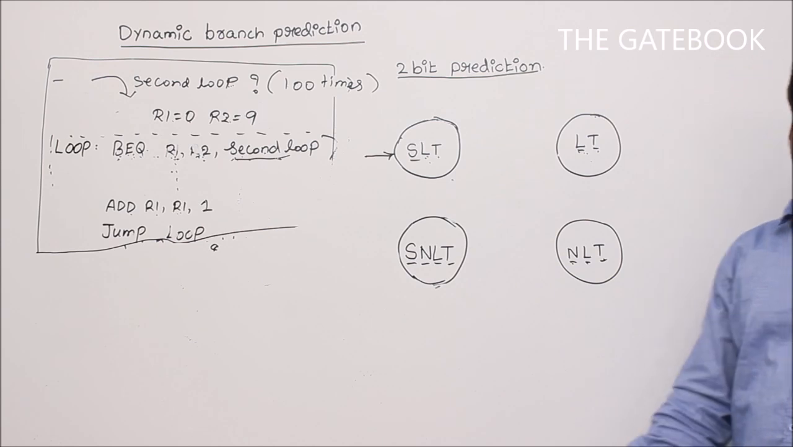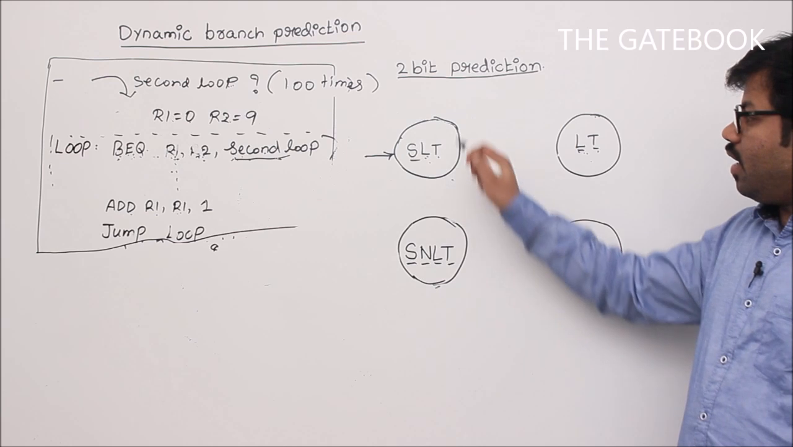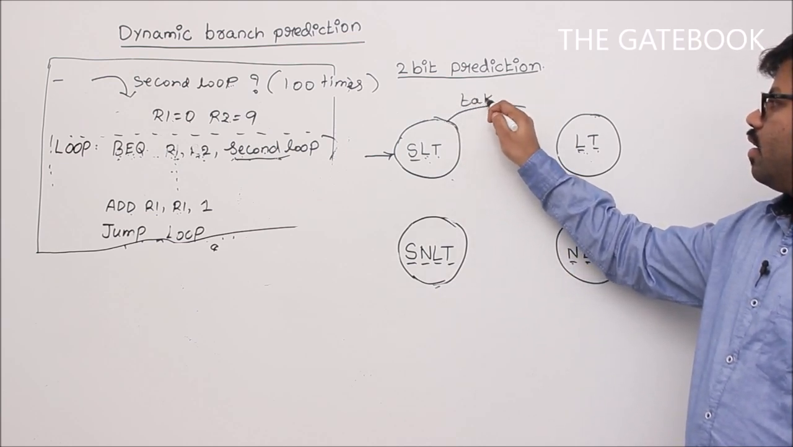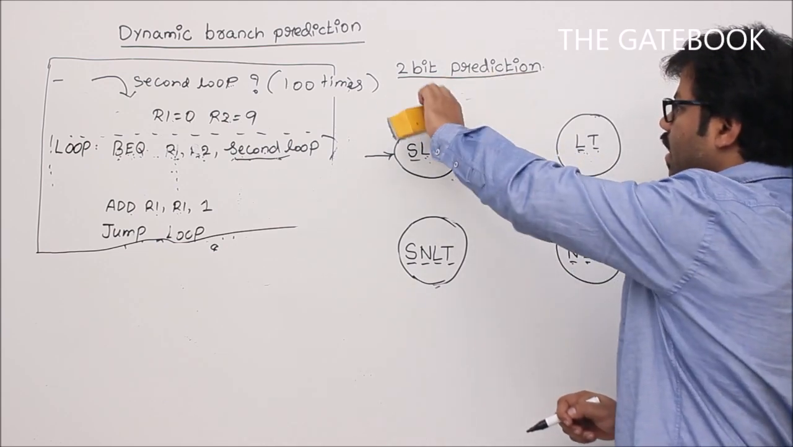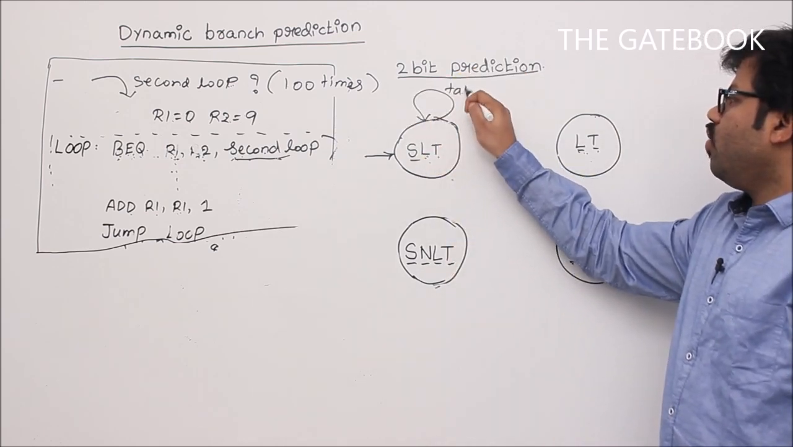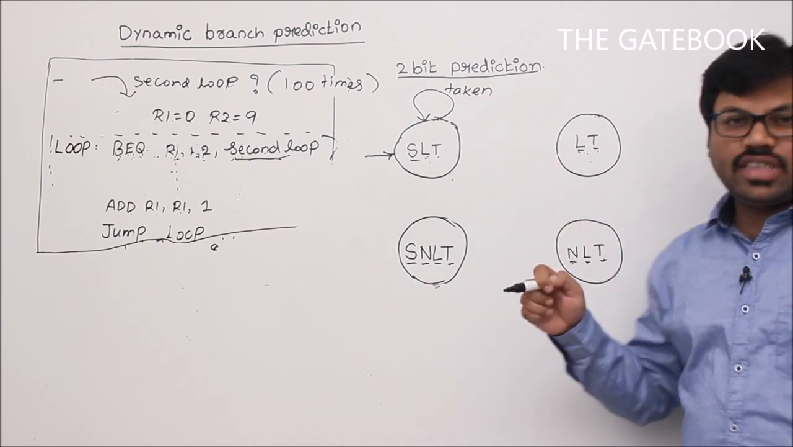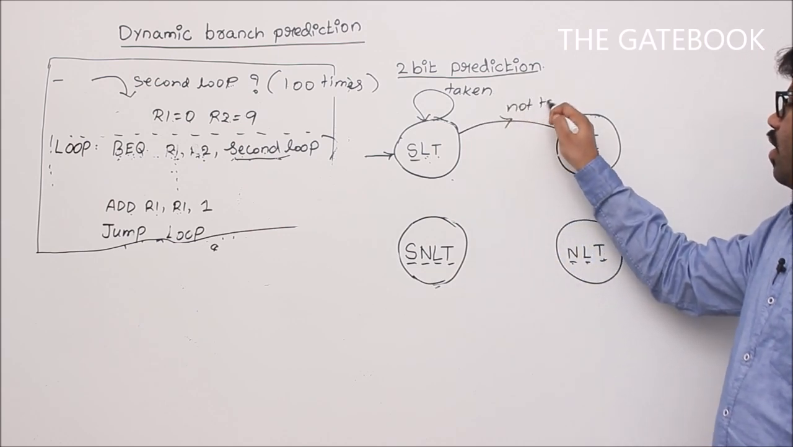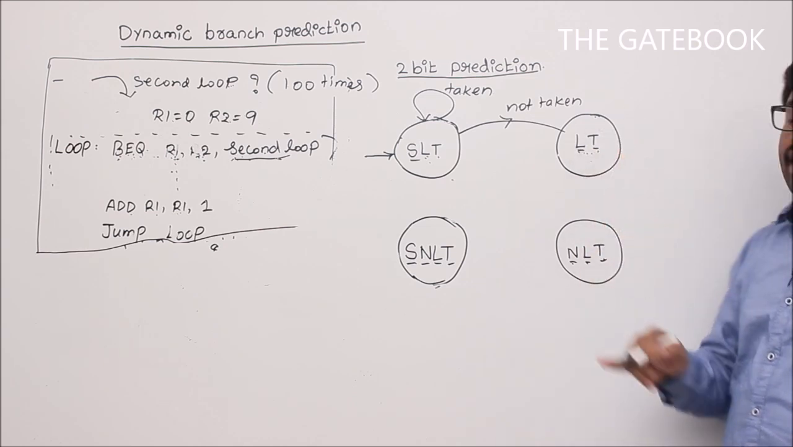Anywhere you can start, not a problem. So when you are in this mood, if the outcome is taken, you thought the branch is strongly likely to be taken, and the outcome is also taken, then you will be in the same mood, right? That means you don't change your mindset. You will change your mindset when the outcome is not taken, when branch is not taken, then go to likely to be taken.